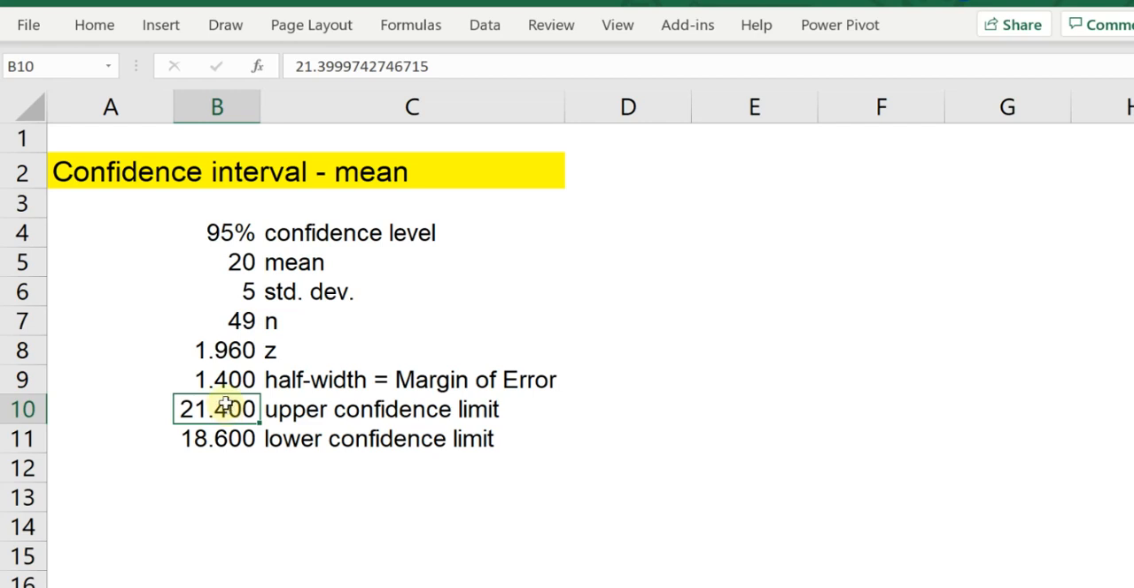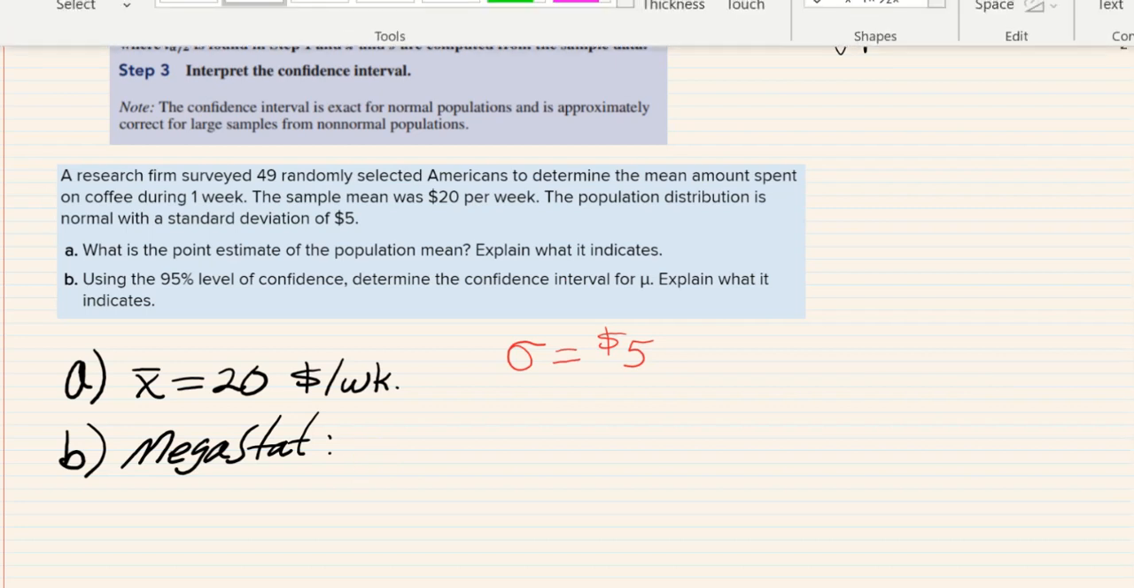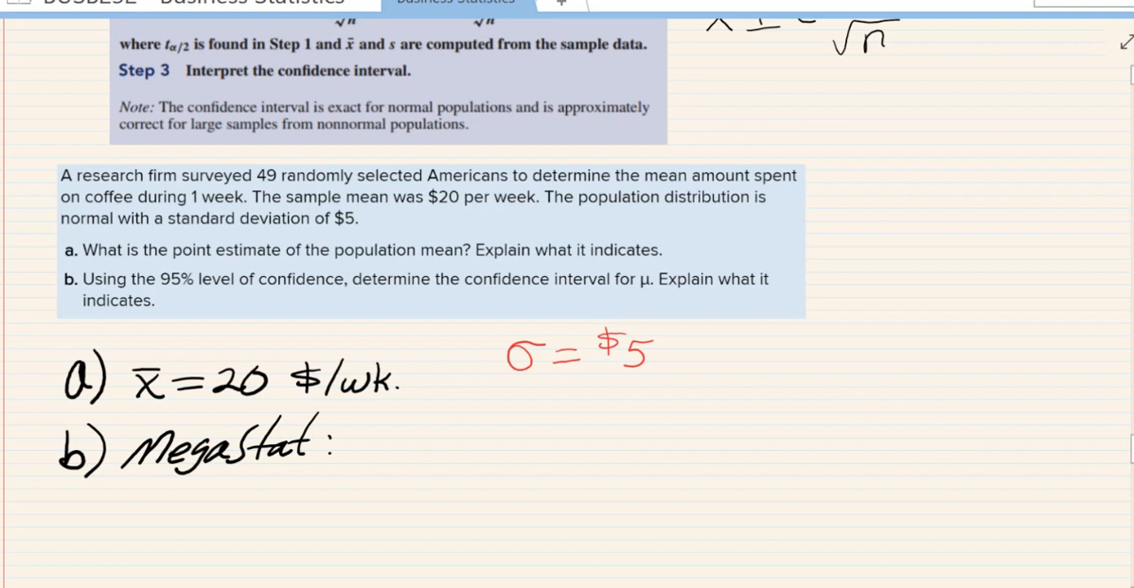So I'm going to go ahead and go back and answer the question now in my note. Alright, so let me transfer those numbers from Megastat. We found this to be, let me actually use this color. Okay, so from Megastat our answer is going to be from 18.6 to 21.4. That's our confidence interval. Okay, and that answers part B.